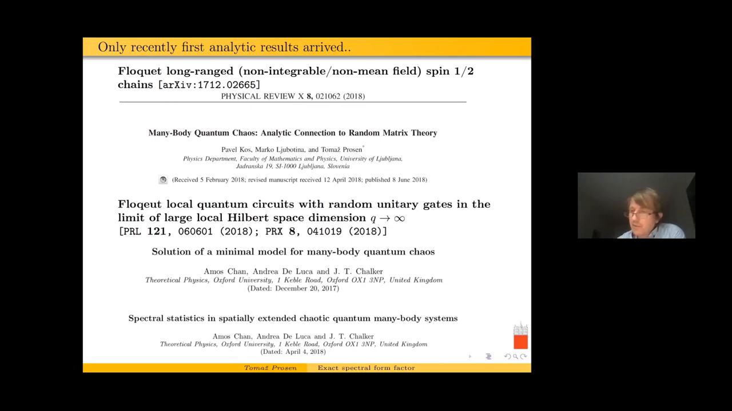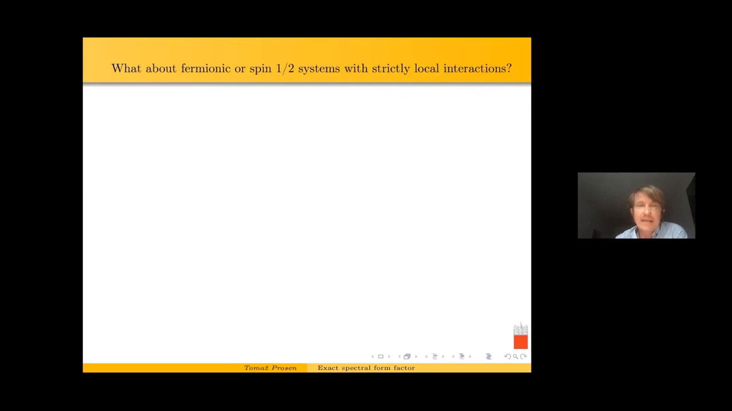Only quite recently, a couple of papers appeared which proposed the first mechanisms for why random matrix spectral statistics should apply in many-body systems with simple interactions. There was a paper from our group, and there was a paper from the group of John Chalker from Oxford, and they considered two different situations. We looked at spin 1/2 chains. They considered systems with a large local Hilbert space dimension, but still no apparent semi-classical limit. But anyway, my talk is not about that.